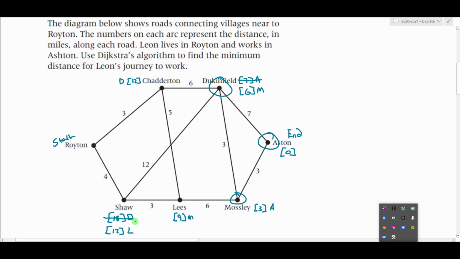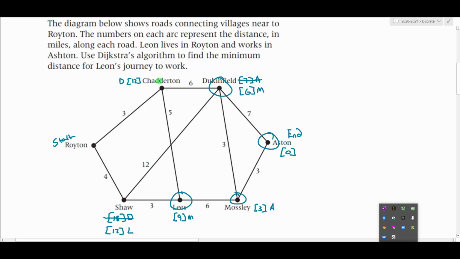So I'll cross out this one. And now Lees has been visited. I've analyzed all the edges leading into Lees. Right. So I do another analysis here. I look at my two vertices that I have marked. They're both at 12. All right. So in this instance, it doesn't matter which one you go to first. You can go to either one. Really doesn't matter.